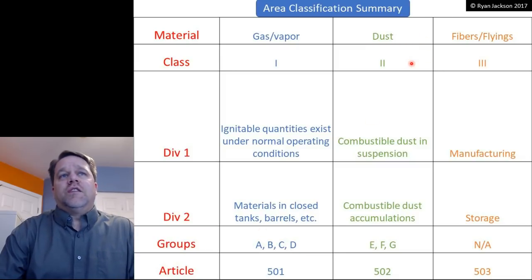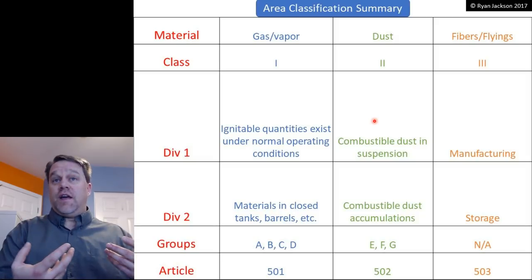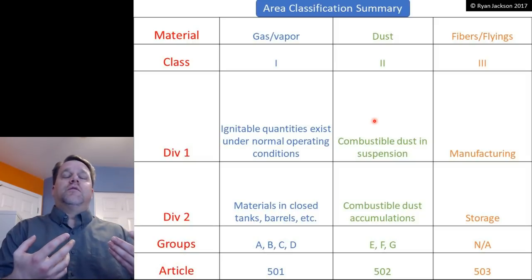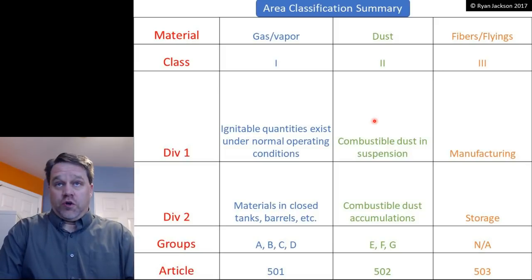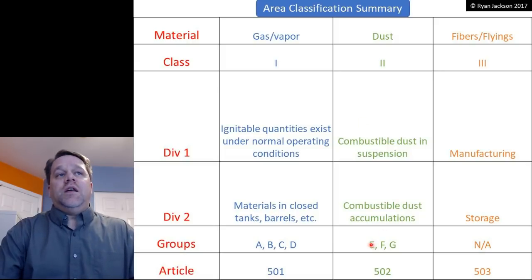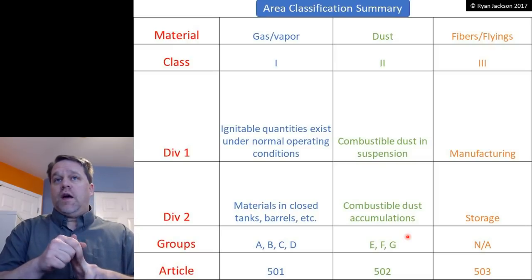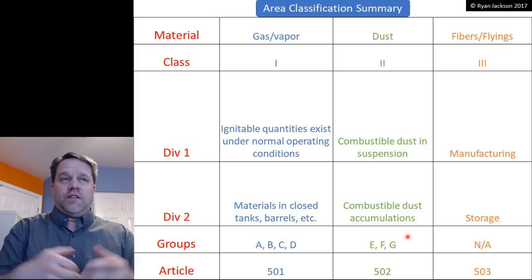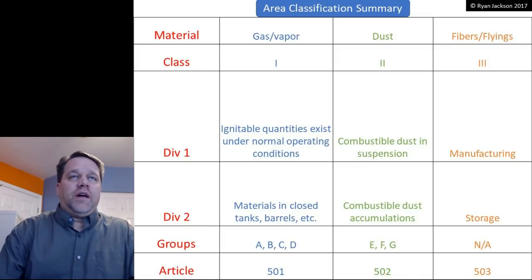Combustible dust is Class 2. Division 1, combustible dust in suspension in the air. Class 2, Division 2 is where we have combustible dust accumulations. We have groups E, F, and G in combustible dust. E is metal, F is carbon, G is everything else. Article 502 regulates Class 2 locations.